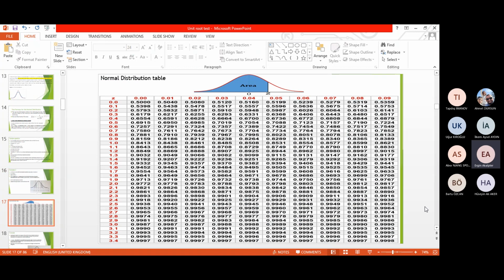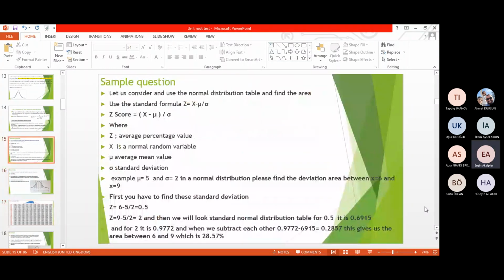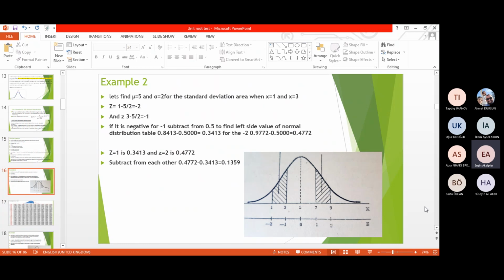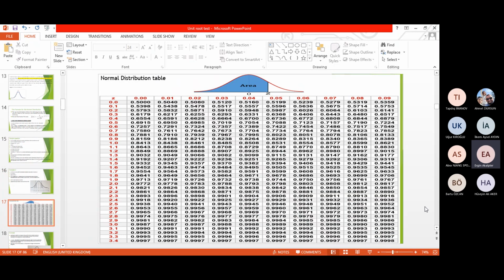This is here for 0.5, as you are observing, 0.6915, as it is given here. Okay, and for the second one, for the 2, when we are looking again at the table, the Z-score for the 2 on the very left side on the vertical line is 0.9772.